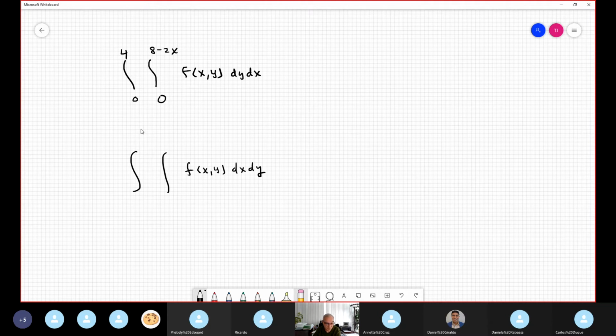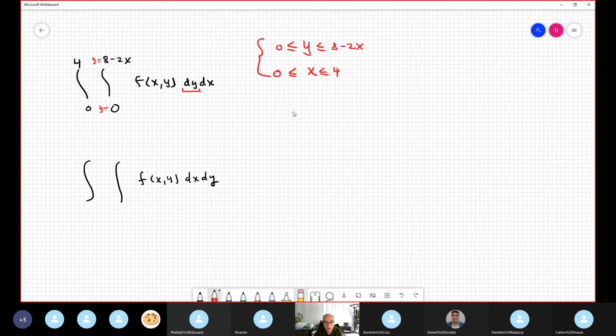Okay, so in this example, the student can set up this. Integrate first with respect to y. So this function is y. Y equals something. So y varies from 0 to a minus 2x, and x varies from 0 to 4. Okay, this is my region. So my region is defined by two inequalities.